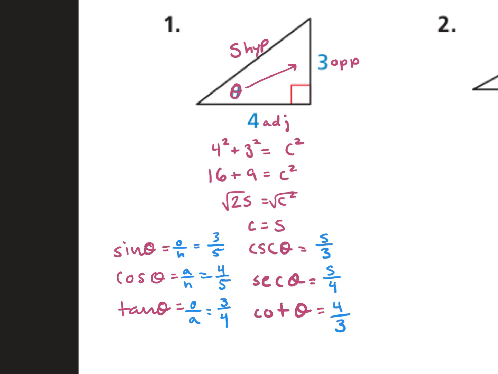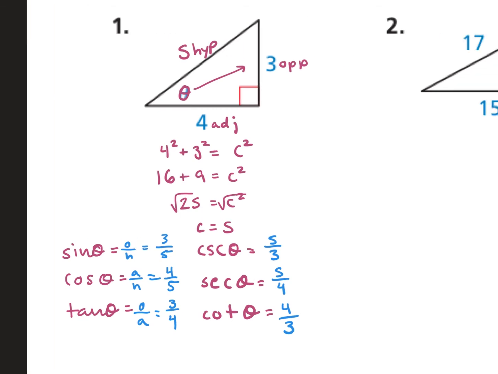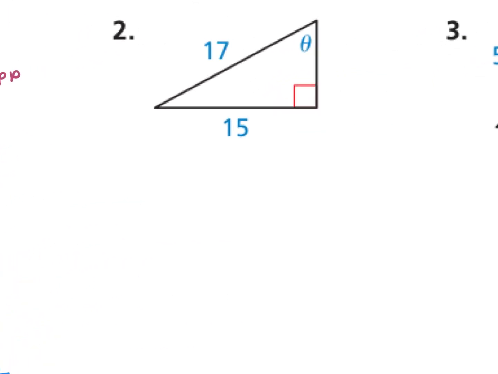Ready for number 2? Alright, so our theta's up here now. What is 15? Opposite. Remember, it's not next to it, it's across from it, so it's opposite of our theta. What is 17? Hypotenuse. So we have to find the adjacent.